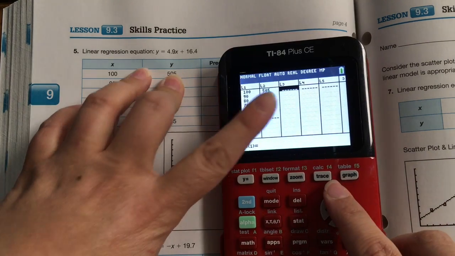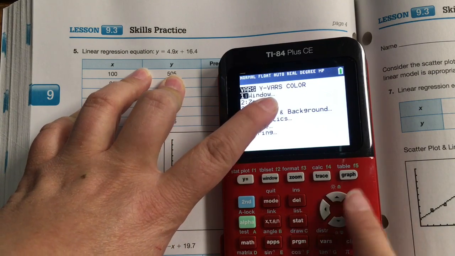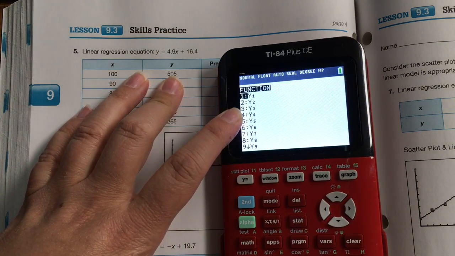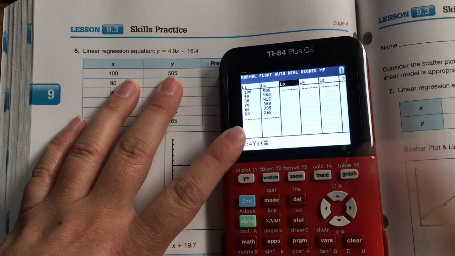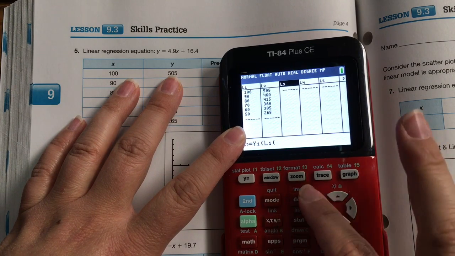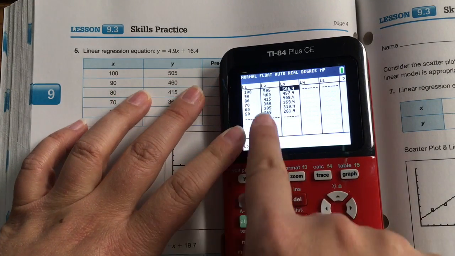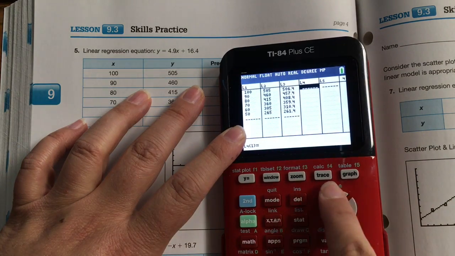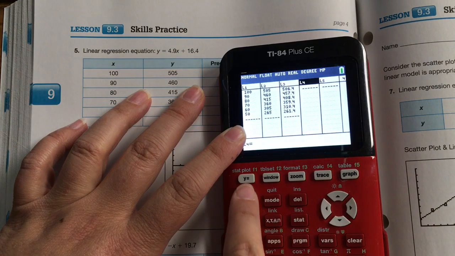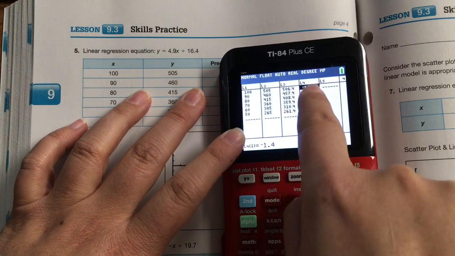So I go up to L3, and then I push vars, y vars, function y1. So those are the buttons that I push. That's like what we're selecting, y1, then parentheses, and I want to put L1 into that. Oops, L1 into that. So poof, those are my predicted values. Predicted, this is what I actually got. So I want to know how far off are we. So I take into L4, I go up to L4, and then I'm going to do L2 minus L3, enter, and poof. So now we're going to graph this and this.